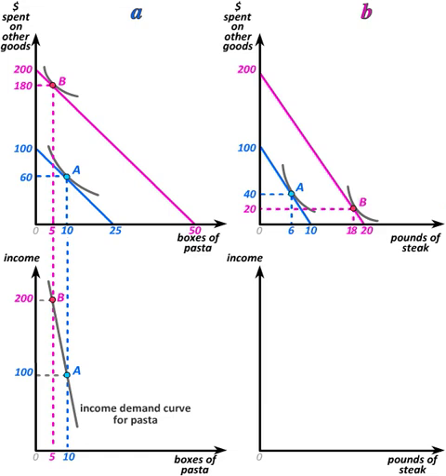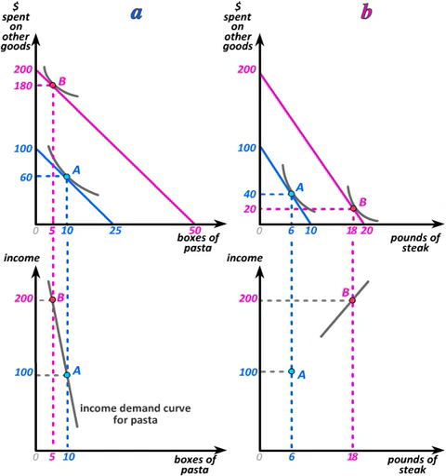We can then again translate bundles A and B onto the lower graph, where we put income on the vertical axis, but we leave pounds of steak on the horizontal axis. At bundle A, we have an income of $100. Therefore, bundle A again occurs at a vertical height of 100, and it indicates that we'll buy 6 pounds of steak at that income level. Bundle B occurs on the magenta budget constraint, which corresponds to an income level of $200. It therefore occurs at a vertical height of 200 in the lower panel, and it tells us that we'll buy 18 pounds of steak at that $200 income.